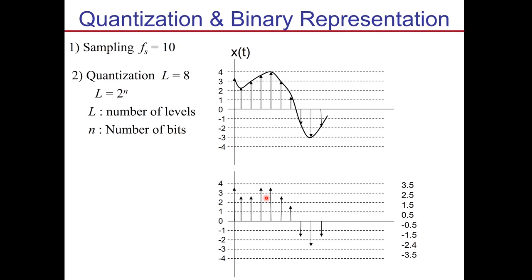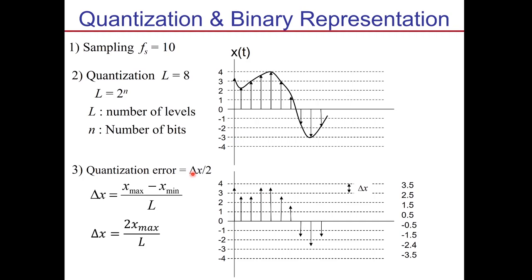So how do we define the quantization error? It's delta x over 2. So if I define this width to be delta x, then the maximum quantization error will be delta x divided by 2. That means this sample was right here, and I sampled down by half level, by delta x over 2. So that's the maximum quantization error. How do we find delta x here?